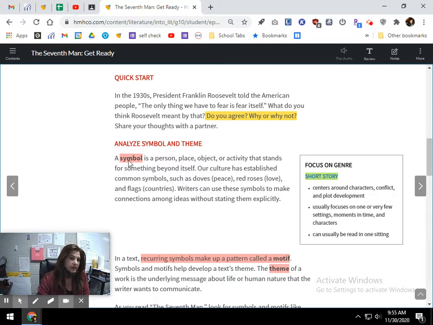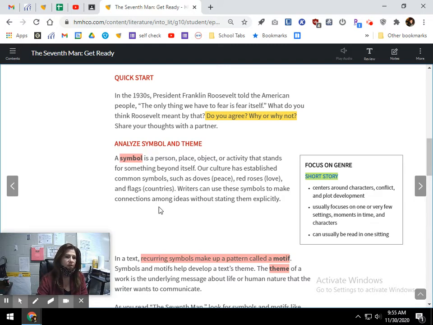So this is review. A symbol is a person, place, or object or activity that stands for something beyond itself. In our culture, we have some common symbols, such as doves might symbolize peace, like a white dove. Red roses many times symbolize love, and flags symbolize countries, and then the stars or the stripes or the symbols on the flags represent something else as well.